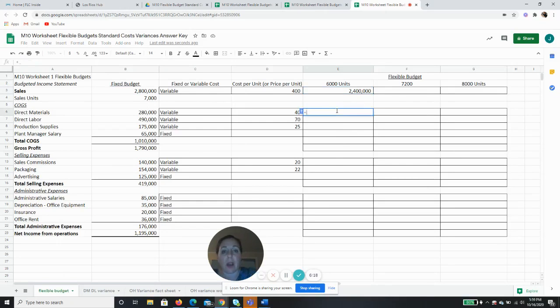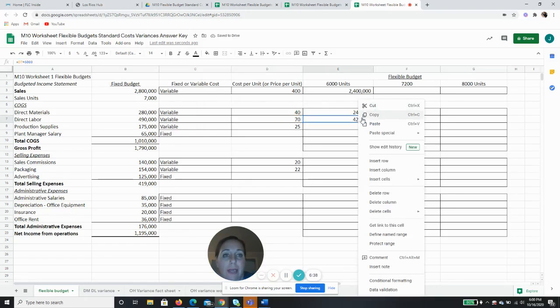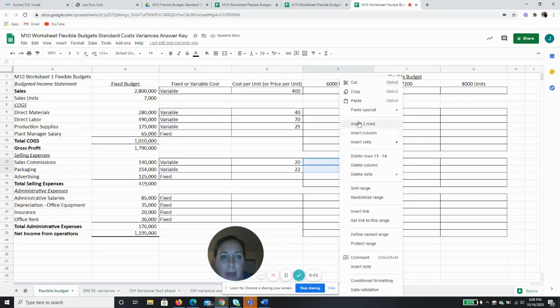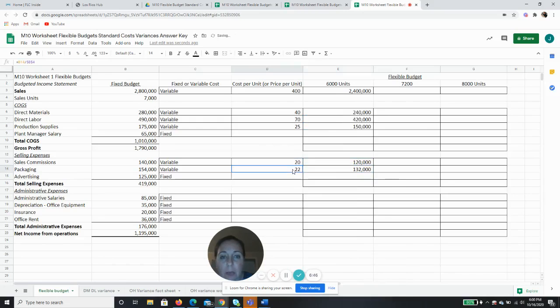And we can do the same thing for our costs. I'm going to multiply my $40 per unit of direct materials times the 6,000 we're going to sell. And for direct labor, I'm going to multiply the $70 per unit by 6,000 units. Okay, and that gives me 420,000. So I can basically do this now for all of my variable costs. Just copy that down. They're all going to be the exact same thing: our cost per unit times 6,000 units. My fixed costs, I am just going to bring over as is because they're not going to change.